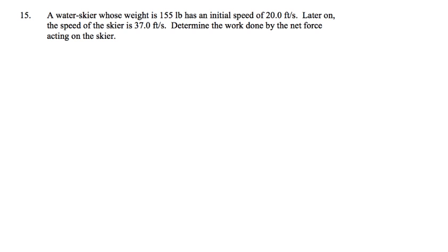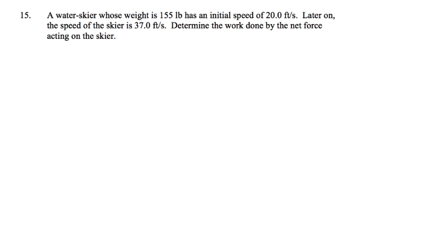So we've got a water skier whose weight is 155 pounds. If we know the skier's weight, then we can get his mass. That might be a value that we need, because we certainly use mass in the formula for kinetic energy and in the formula for potential energy. He has an initial speed of 20 feet per second.